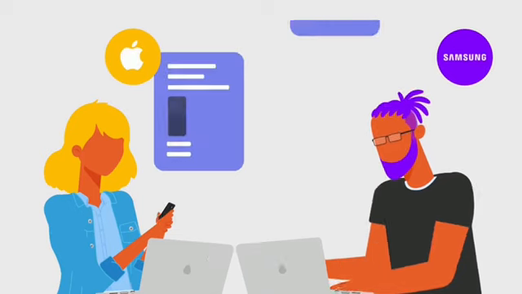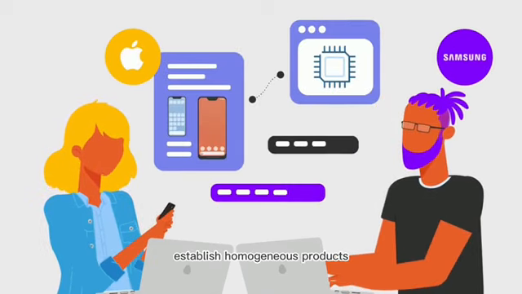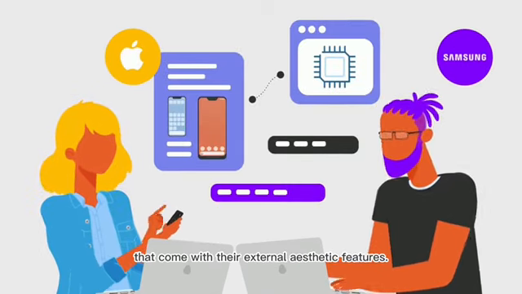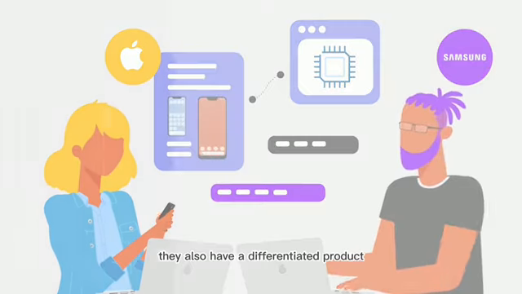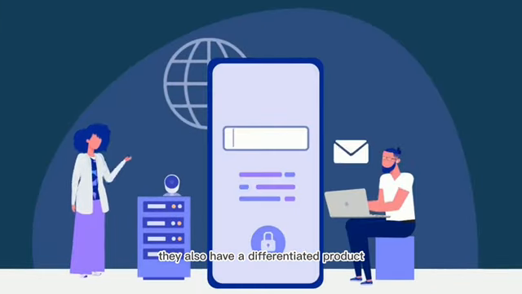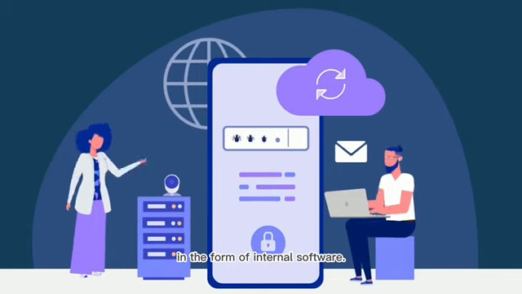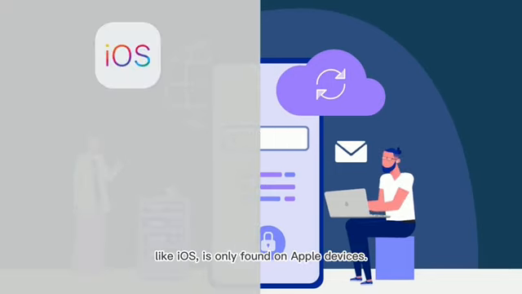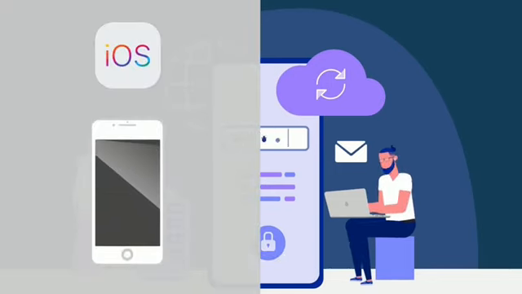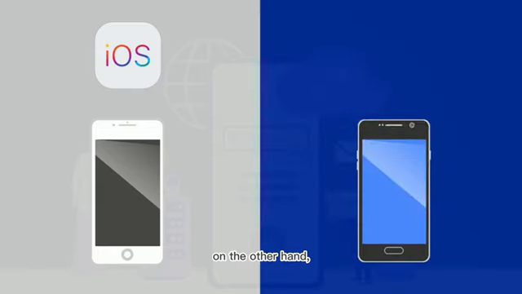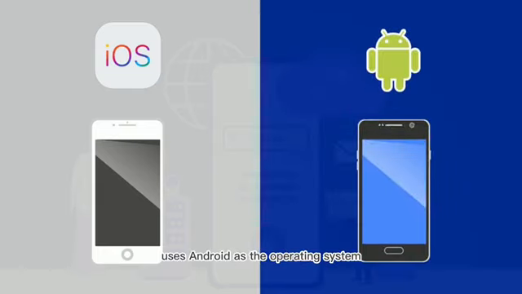Apple and Samsung, for example, establish homogeneous products that come with their external aesthetic features. They also have a differentiated product in the form of internal software, like iOS, which is only found on Apple devices. Meanwhile, Samsung, on the other hand, uses Android as the operating system for its smartphones.